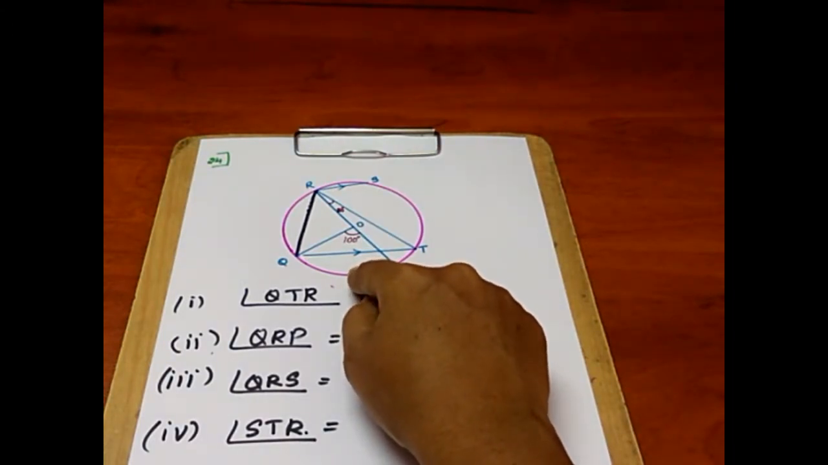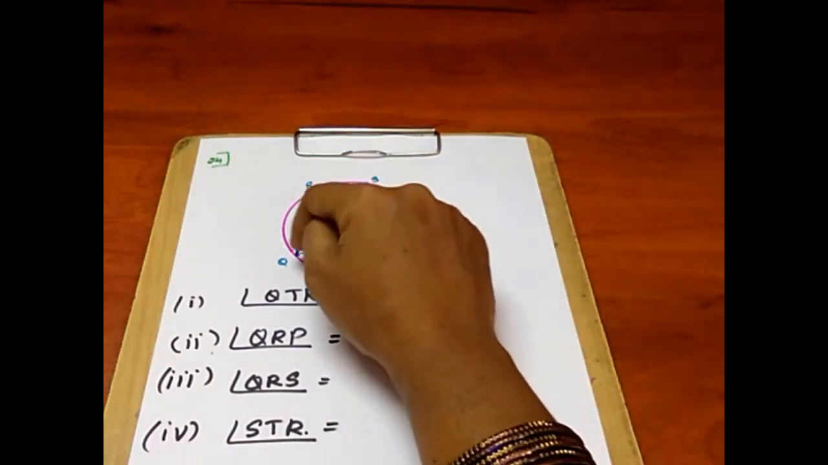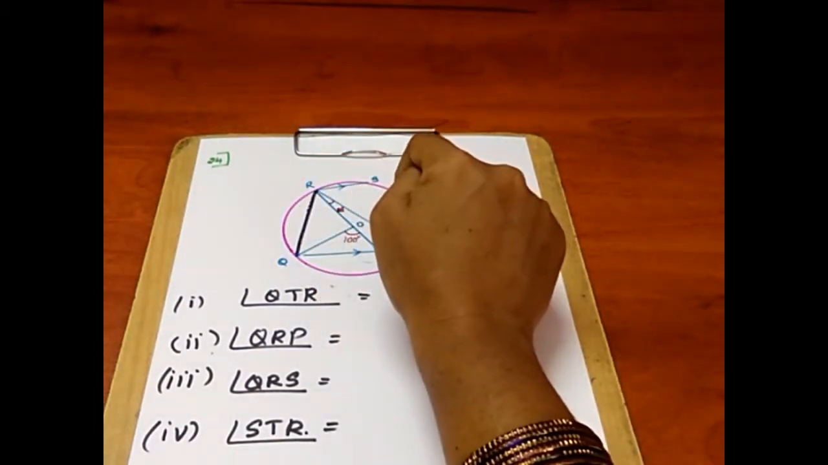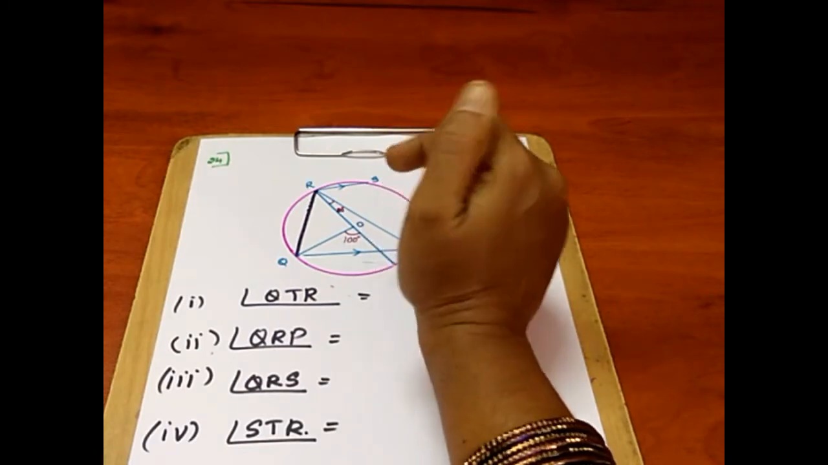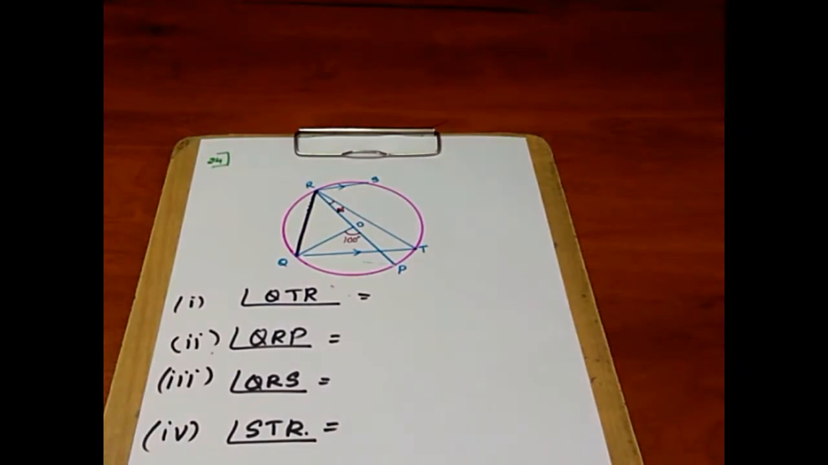It is said in the question that angle PRT is equal to 20 degrees and angle POQ is equal to 100 degrees. We need to find the measure of a few angles. Let us learn one by one. I will be explaining the concept. Kindly note down and try to write the solution by yourself.